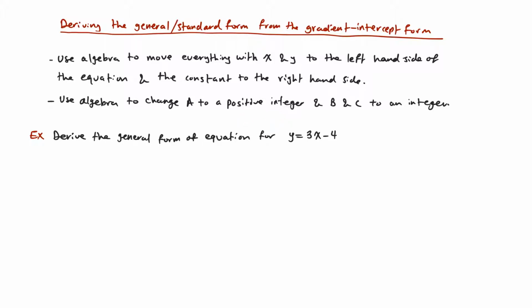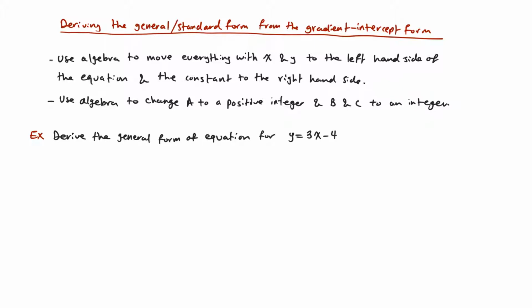Everything that has x and y needs to be on the left-hand side, because if you remember, the equation is ax plus by equals c. So ax and by need to be on the left-hand side, and the constant, which doesn't have the x and y, needs to be on the right-hand side. We need to use our algebra skills to do that first, and then use algebra skills again to change the a value to a positive integer and the b and c values to just integers.